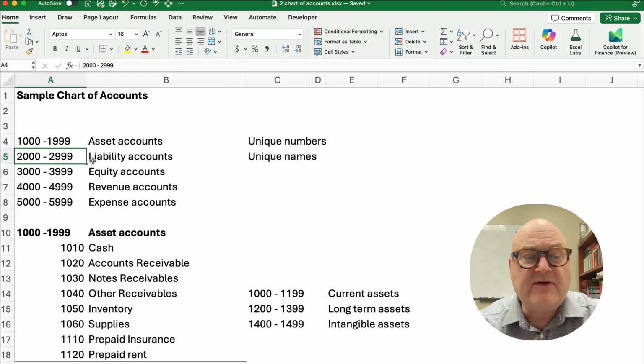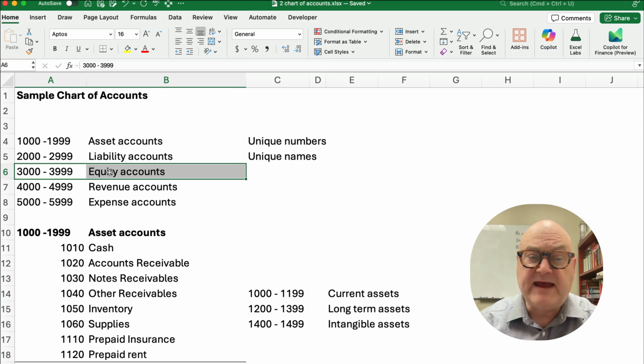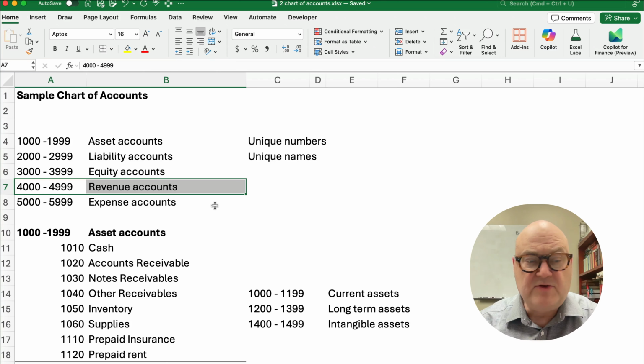And then in the 2000s, it's the liability accounts. The 3000s would be all the equity accounts. The 4000s would be revenues. And in the 5000s, there'd be the expense accounts. Now you can do it different ways. Sometimes people put all the cost of goods sold in 5000s and then other expenses in 6000s. Come up with a system that's flexible.